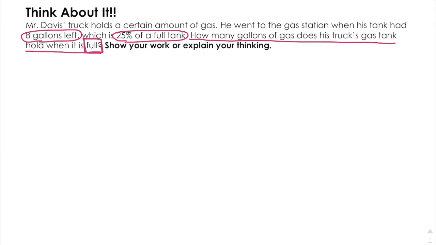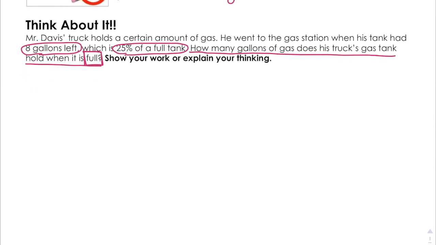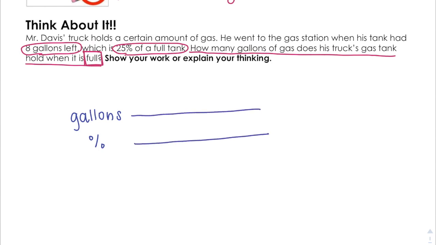All right, so the first thing I'm going to have to do is use a double number line. We know that because of our learning target. The first thing I need to do when drawing a double number line is to get labels. So we're comparing gallons and percent. We always start the double number lines with zeros, and then we have to end with totals. The total for percent is always 100.